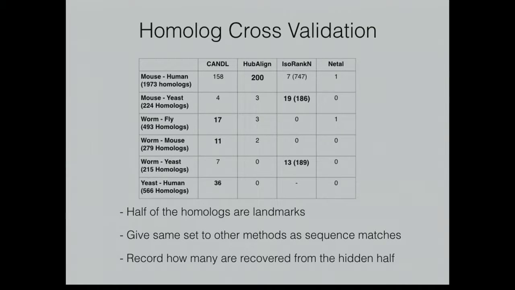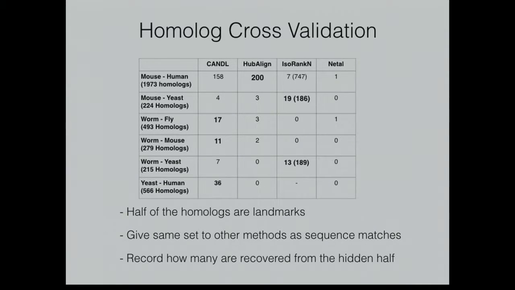on homologs. And here what I do is I take 50% of my landmarks, and I make that the target set. The other 50% are my anchors. So I take all of the homologs that I have, and I hide half of them. And we just ask, can you recover them? To what degree can you actually recover them?